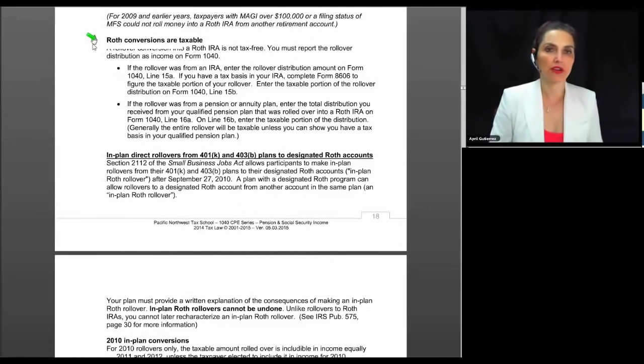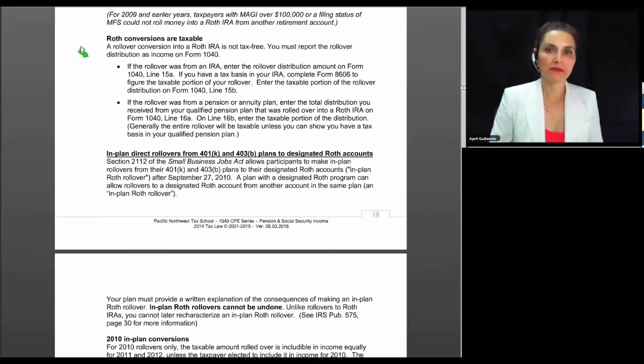And here we're looking at how Roth conversions are taxable. And this is something that isn't necessarily understood by tax clients when investment advisors tell them that they should convert their money to a Roth, because the rollover conversion to a Roth IRA is not tax-free, and you have to report any amount that you roll into the Roth as income on your 1040. If the rollover was from an IRA, you're going to enter your rollover distribution amount on Form 1040, line 15. And if you have a tax basis in your IRA, you're going to complete Form 8606 to figure the taxable part of the rollover. You'll then enter the taxable portion of the rollover on 1040, line 15B.